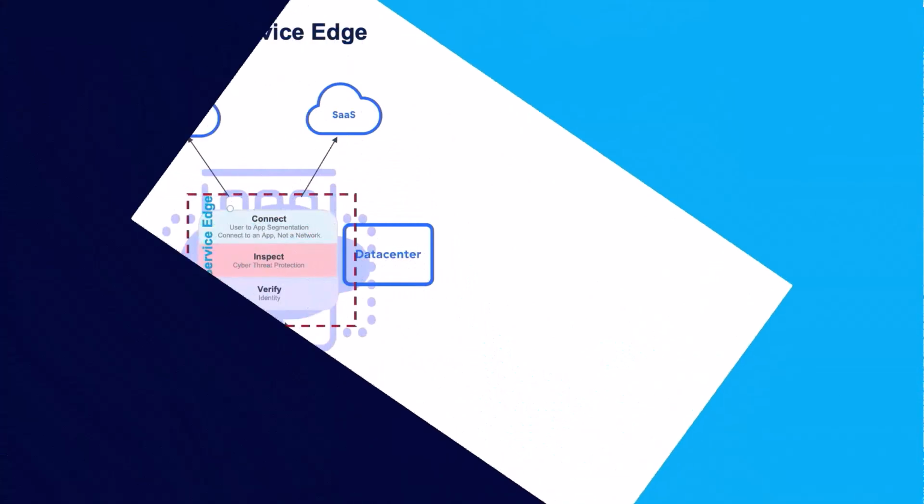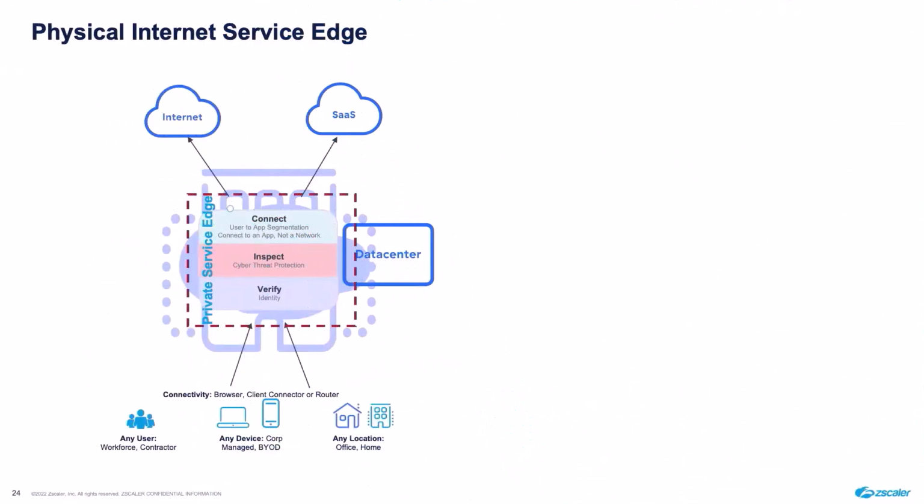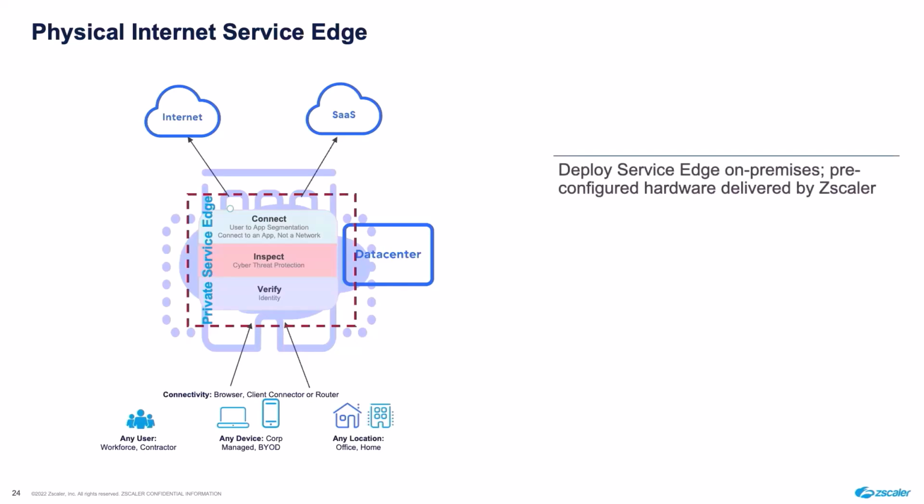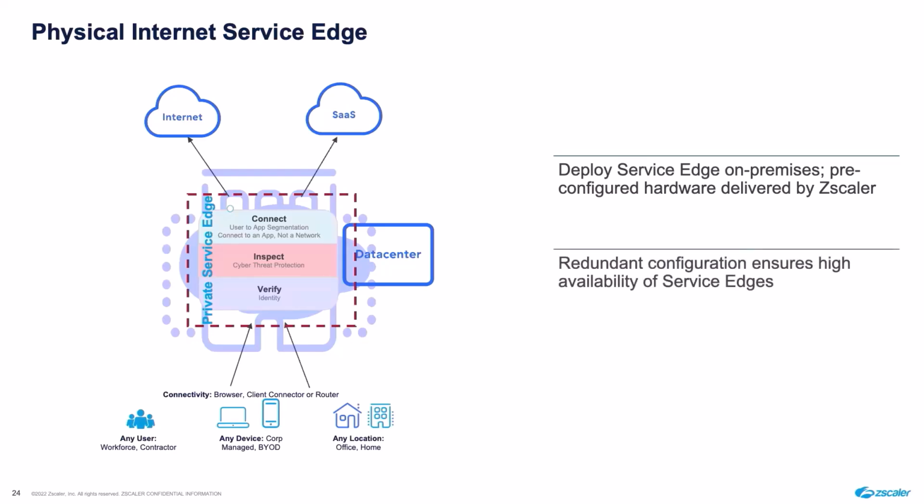If you look at the service edge deployment, the users connect to the service edge inside your data center and have the same policy applied. With a physical service edge, it is pre-configured with IP addresses and shipped to customers to deploy in their environment. Customers have no access to the operating system, no access to the device. It is a black box, and we provide them with redundant configurations and high availability for high throughput.